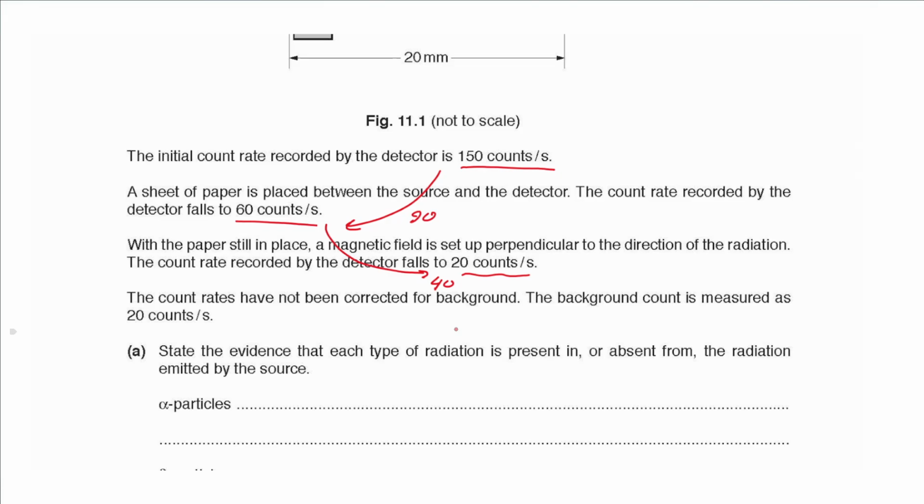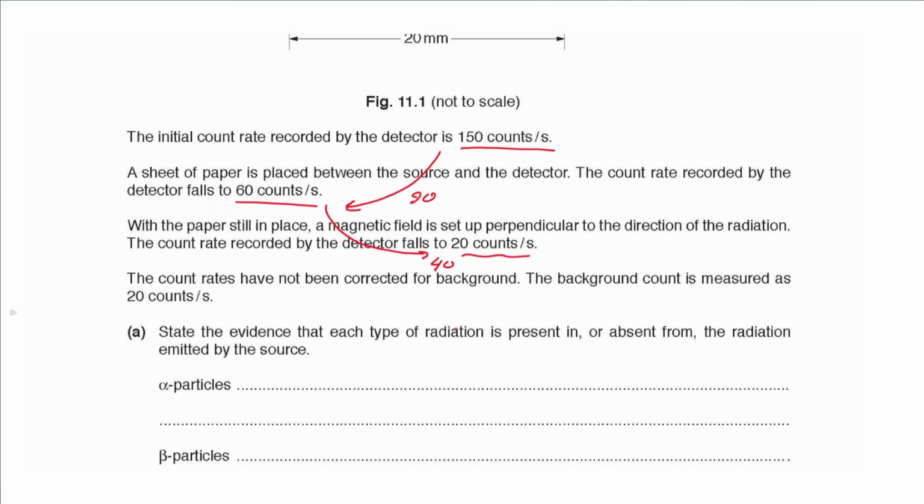Now, the piece of paper can stop alpha particles but cannot stop beta and gamma, and since some of the radiation was stopped, alpha particles were emitted from the source and then stopped by the paper. The remaining radiation was either beta or gamma or both, and since the magnetic field deflected some of the radiation, this means there were beta particles, as gamma radiation would not be deflected by the magnetic field. But since the final count rate after placing the magnetic field dropped to the background radiation, there is no gamma radiation.